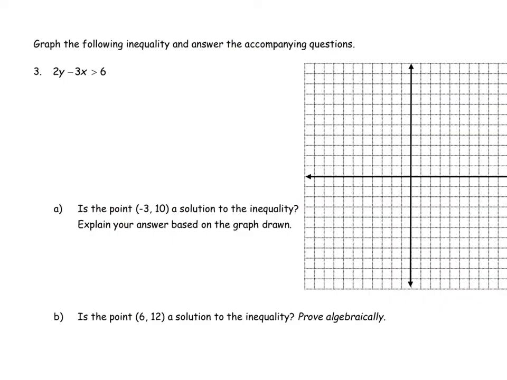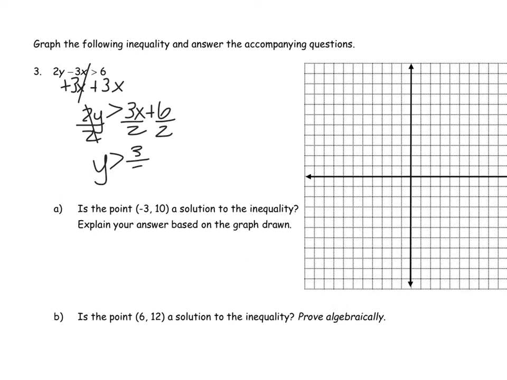Okay, so now we're graphing inequalities. Same beginning. We're going to add the 3x to the other side. So we have 2y is greater than 3x plus 6. Divide everything by 2. So y is greater than 3 over 2x plus 3. So your slope is 3 over 2. That means up 3, right 2. Your y-intercept is positive 3.